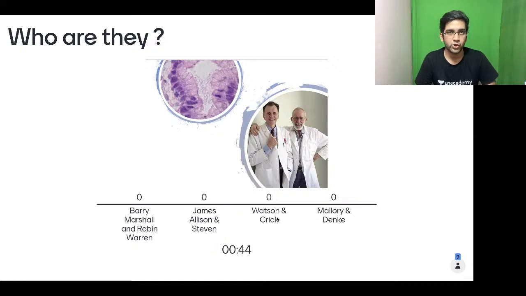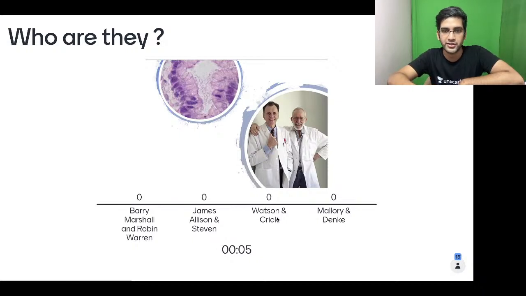Okay, the first clue, the biopsy image there is one of the things which these people found. Okay, the second clue, the biopsy finding is H. pylori gastritis. I cannot give the third clue. The only clue I can give is the name of the scientist. Okay, last 10 seconds. If you've not answered, you can answer and let's start the discussion.